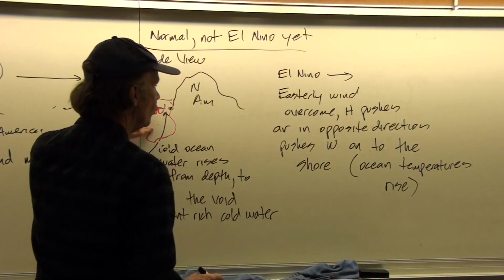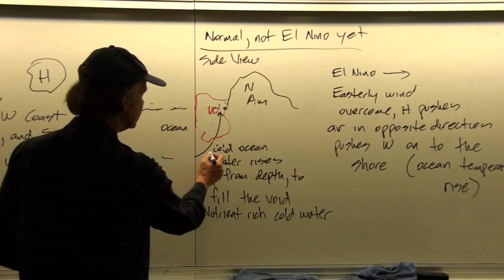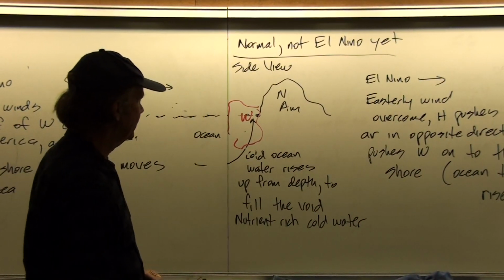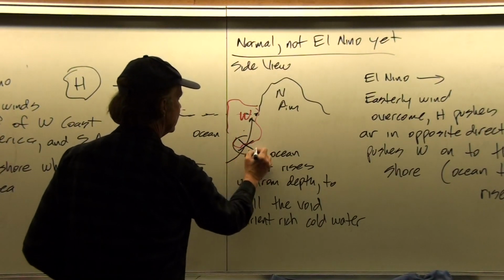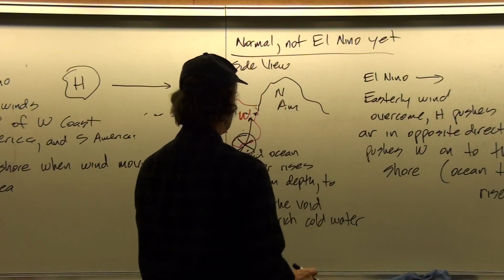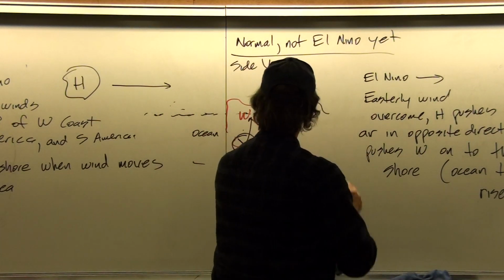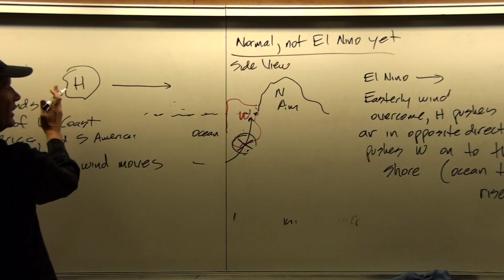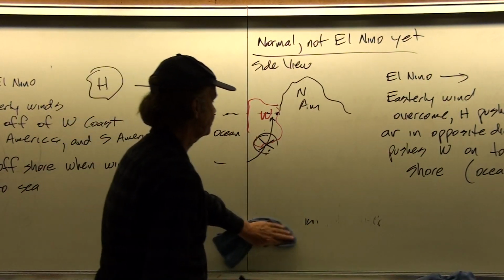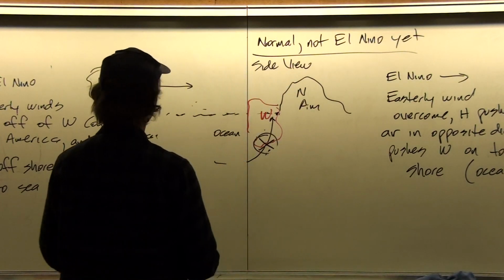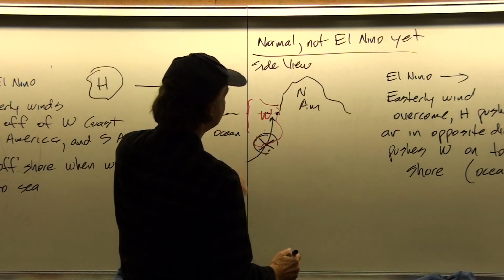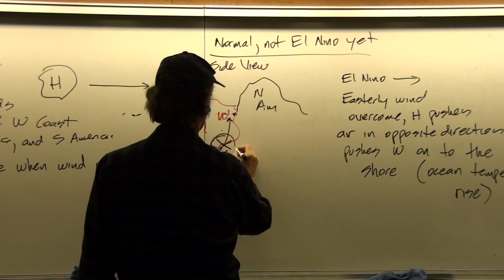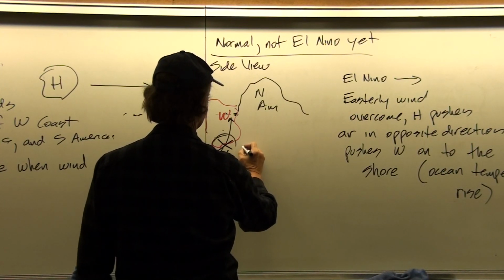Okay, so with this warm water cap, this prevents the nutrient-rich water from coming up from below. So this is like a block here. So the nutrient-rich water can no longer come up because there's no void up here. The void was created by the easterly winds, which push the ocean water out. But now that we have these locally westerly winds pushing the warm water onto the shoreline, the cold ocean water cannot circulate.